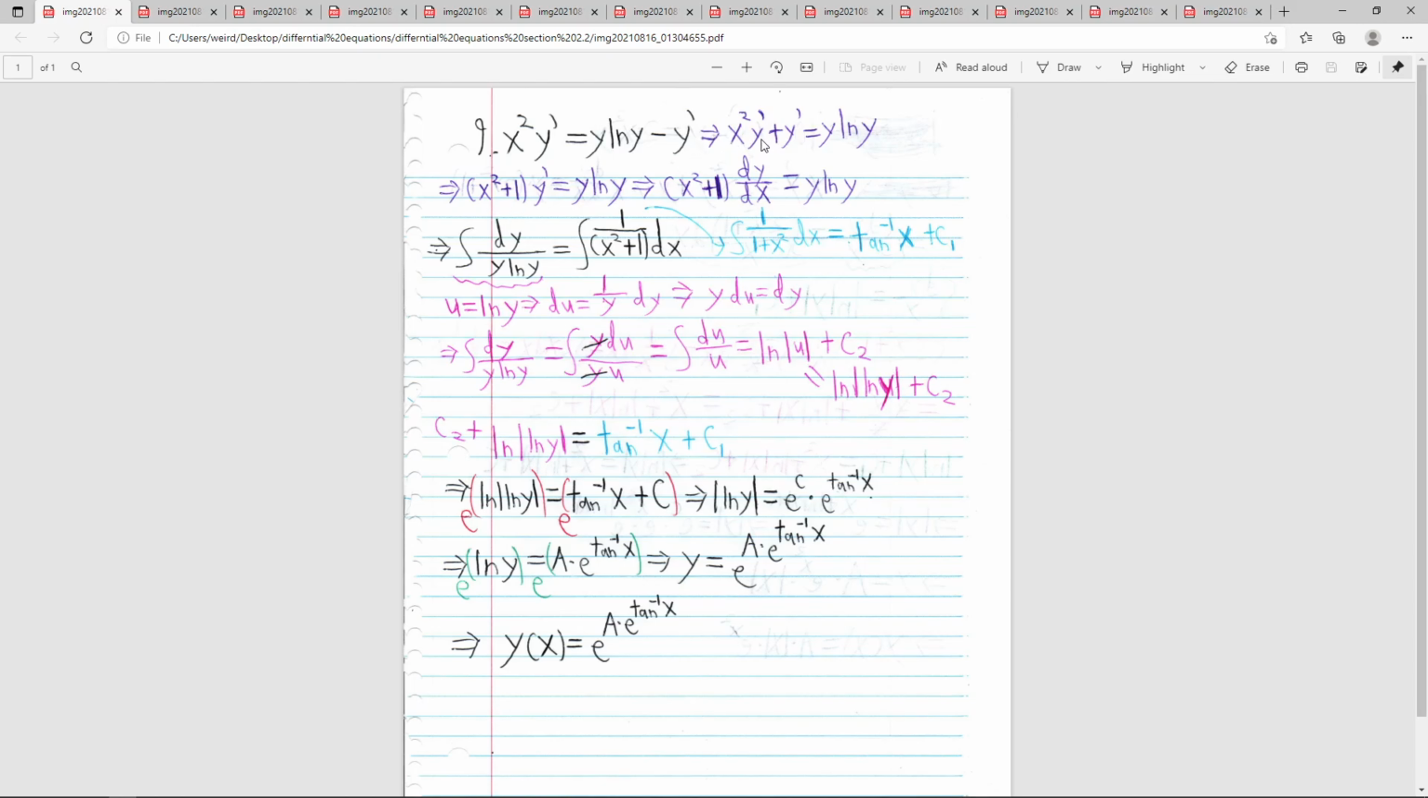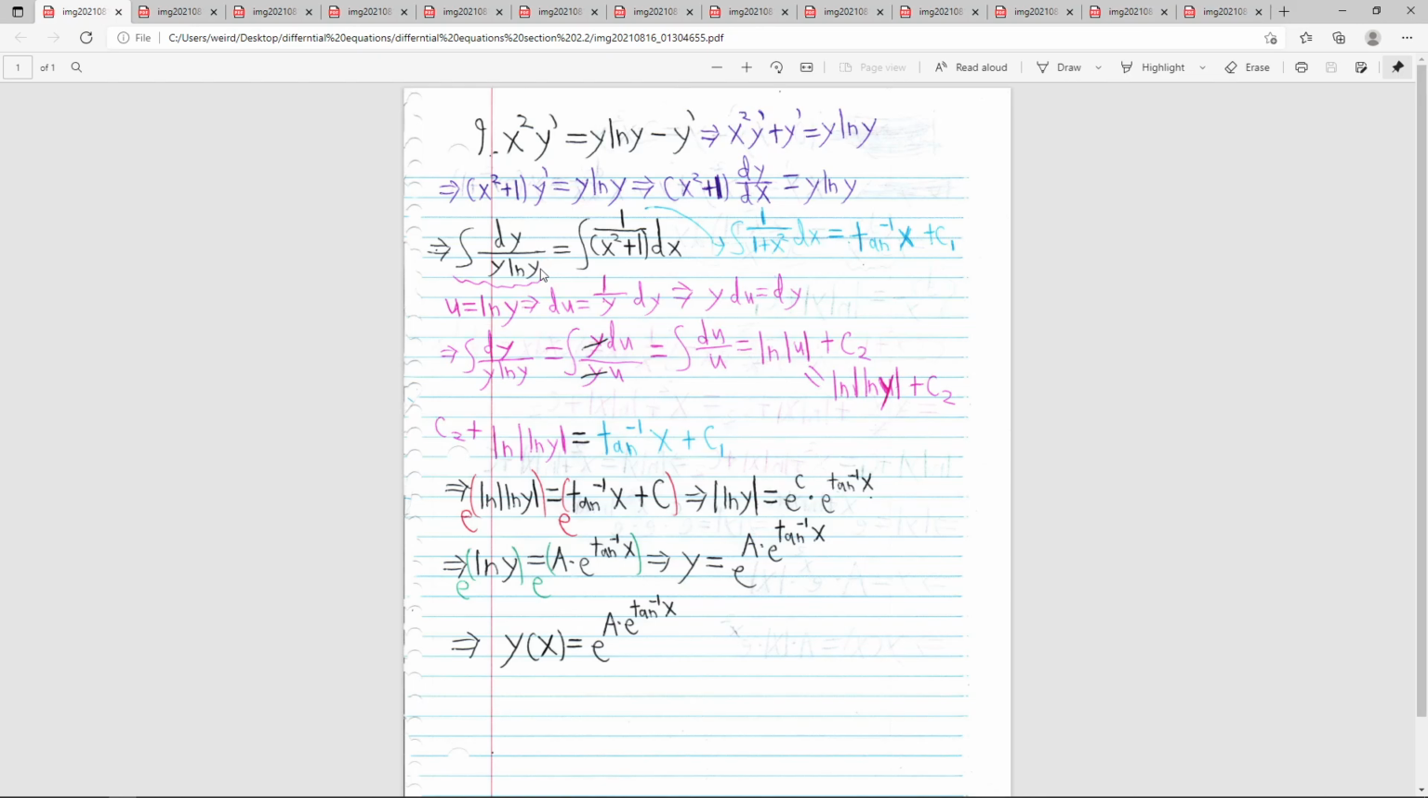So x squared y prime plus y prime equals y ln y. So that's x squared plus 1 times y prime, basically. We distribute out y prime. Then we convert that to dy dx, and then we can separate the variables and solve the two integrals. As before, this time, 1 over x squared plus 1 dx is one of the integrals, and that's just inverse tangent x plus c1, one of the constants.